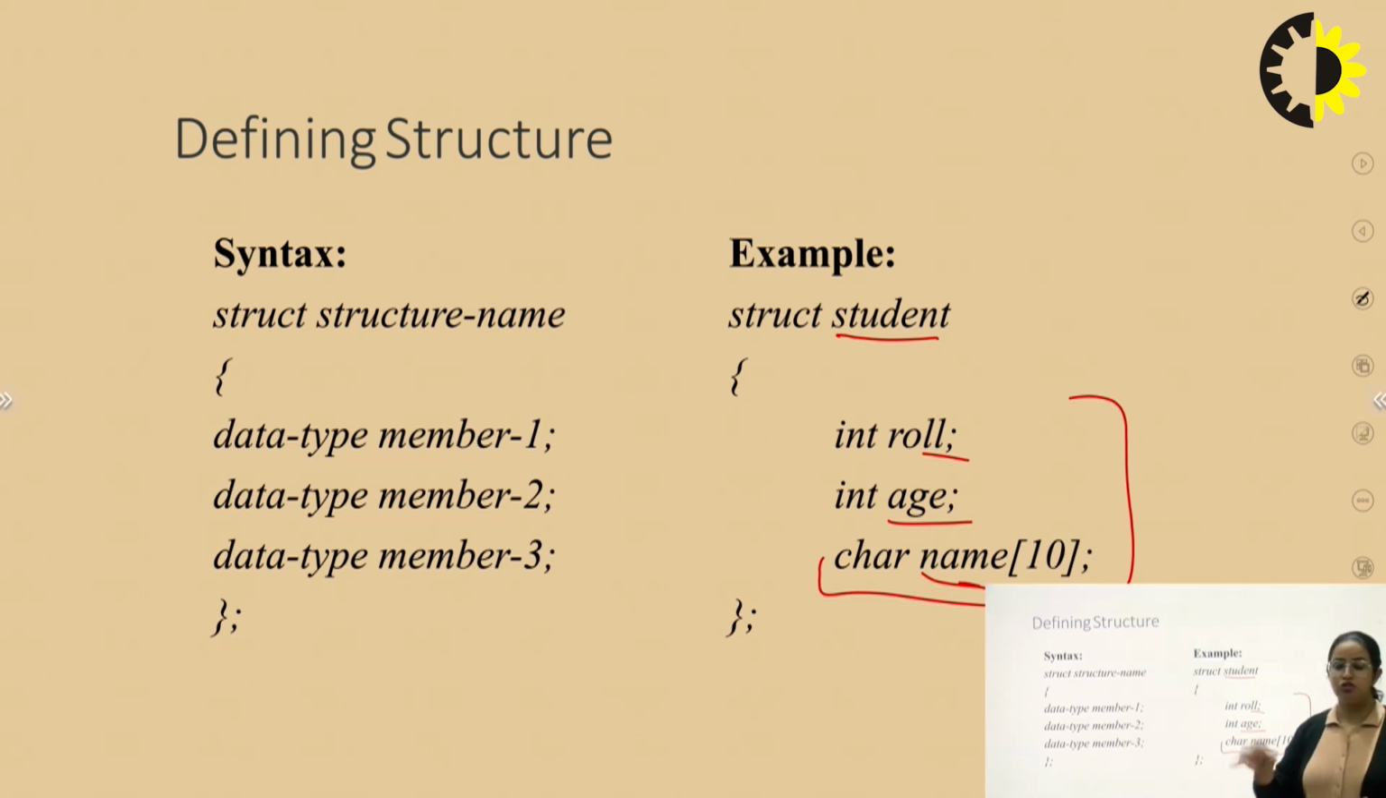So in this structure we have just created a student structure with three members: roll number, age, and name. We are storing the values of roll number, age, and name. We are storing multiple different data types under a single variable name. So we have just declared this definition. After the definition, we have to declare the variable. How do we declare the variable?